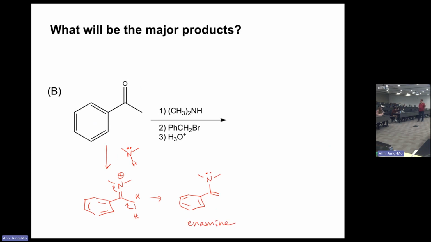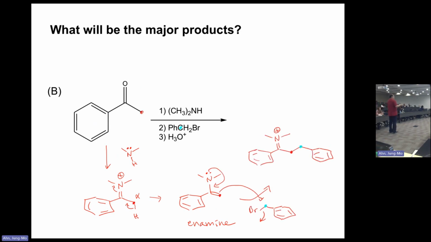So this is a basic thing that you should remember. A ketone or aldehyde reacting with a secondary amine, if an alpha hydrogen is available, is going to make an enamine. If there's no alpha hydrogen, then it's going to stop at the iminium ion. But if there's an alpha hydrogen there, then it's going to lose it. That is a nucleophilic carbon there.